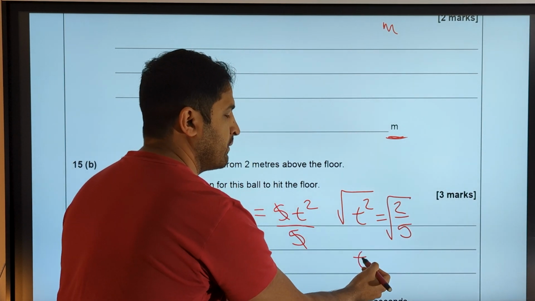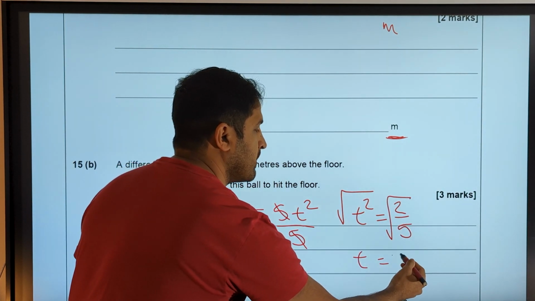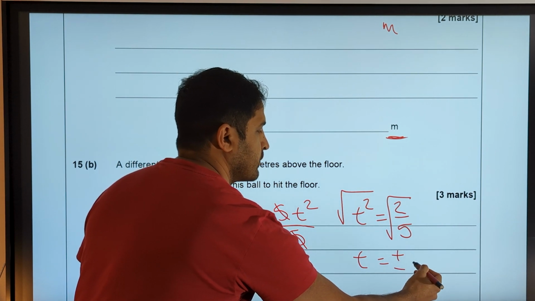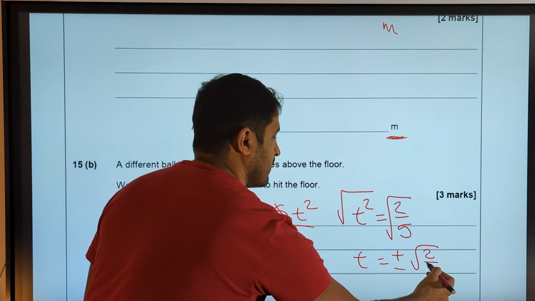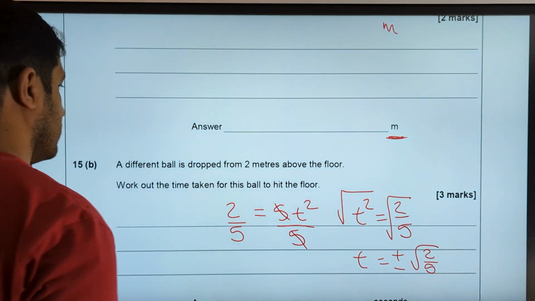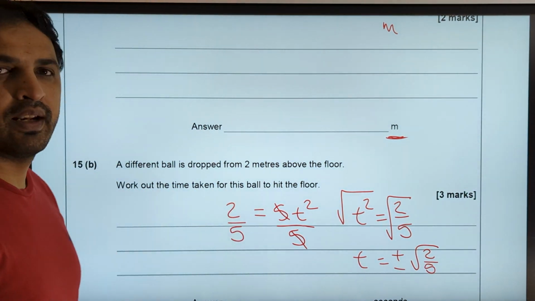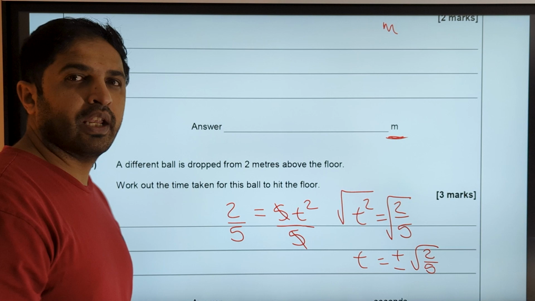Okay, so now you're left with t, and your answer is going to be plus and minus square root of 2/5. And that would give you your time. Put it in the calculator and you will get your time.